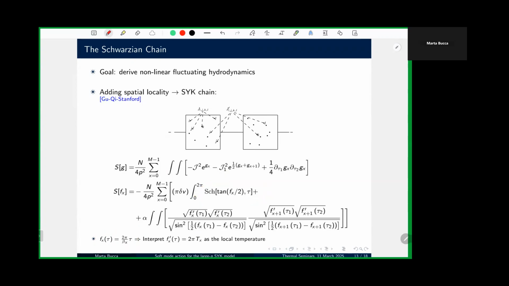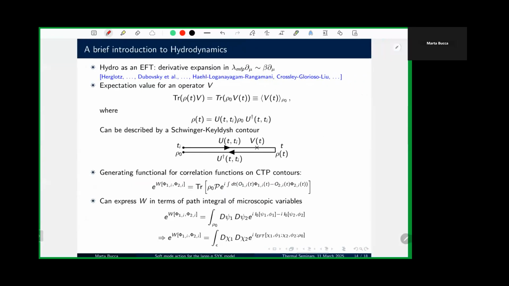So this is the Schwarzian chain, and now we want to understand what hydrodynamics is in order to then apply it to the chain. Well, historically, the way we've been studying hydrodynamics has always been to just write down an equation of motion and then solve it. So it's a very phenomenological approach. And of course, this is all well and good. However, if you want to consider fluctuations, whether they be quantum fluctuations or statistical fluctuations, this approach does not work.